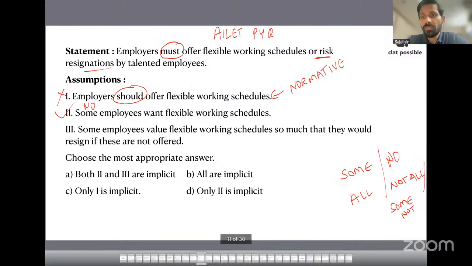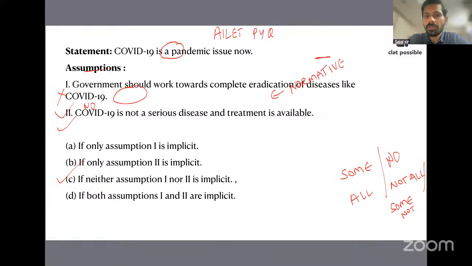Some employees value flexible working schedules so much that they would resign if these are not offered. Yes, that is also required, right? So two and three. Option A is correct. Okay. All right. Let's move on to the next one. Let's do this one.